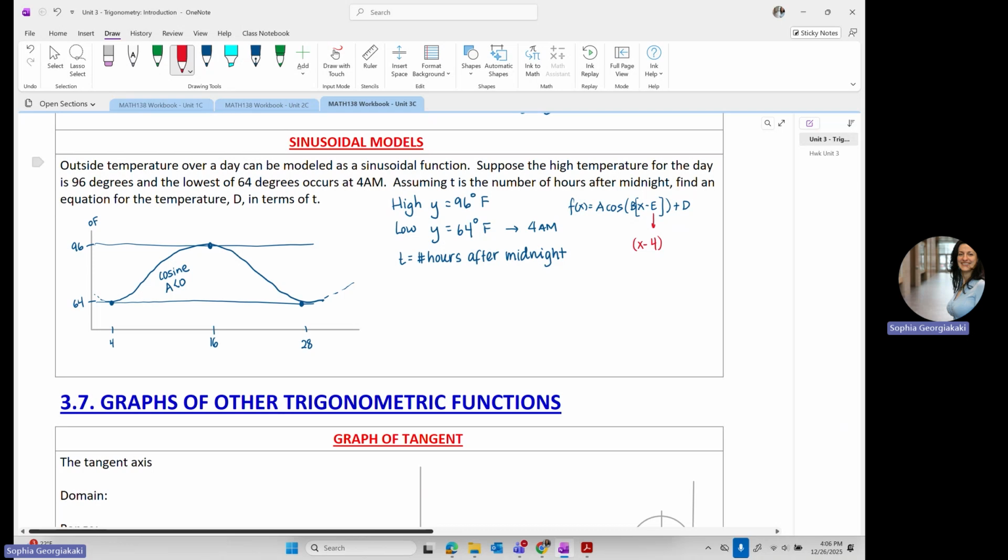What is the midline? The high is 96 and the low is 64. So the midline will be here in the middle. That will be 96 plus 64 divided by 2. That is 160 divided by 2, which is 80 degrees. So that is my D. So plus 80 degrees here.